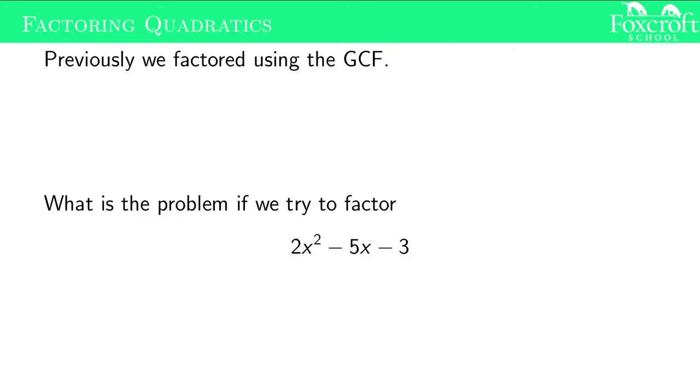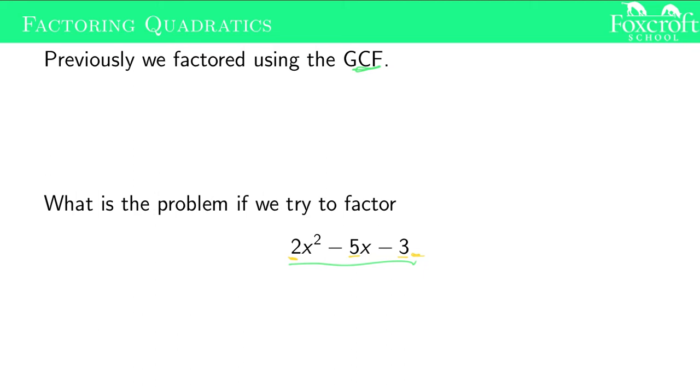All right, so previously, when we were factoring, we learned about factoring out the GCF. But what's the problem if we try to factor this expression using the GCF? Hopefully you see that there's no common factor. There's no number that divides 2, 5, and 3, -5 and -3. And there's no variable in the last part, so there's no common variable that I can pull out from everything either. So there's no greatest common factor, so we can't factor it that way.